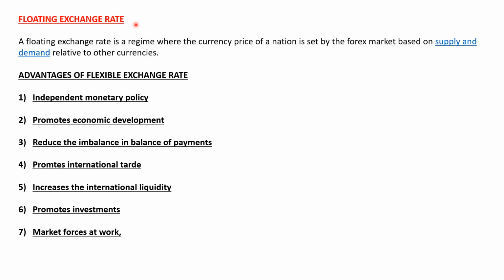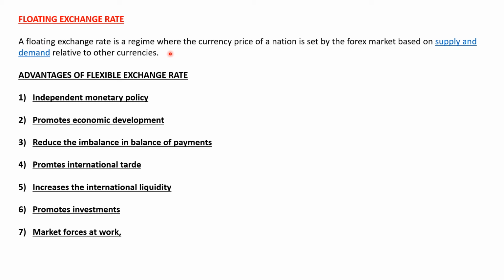Floating exchange rate. This is the second type of exchange rate. A floating exchange rate is a regime where the currency price of the nation is set by the forex market based on supply and demand relative to other currencies. So here the increase and the decrease in the exchange rate is determined by market forces. The government will not intervene to determine the exchange rate under this regime. So the exchange rate is very independent and based on market force.